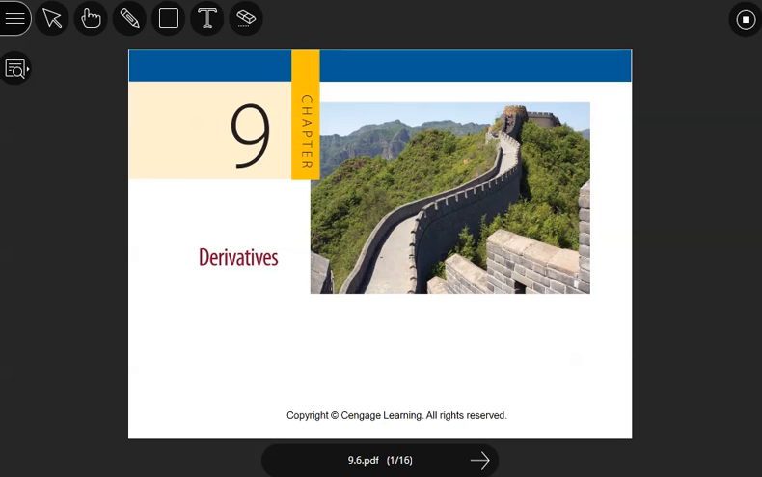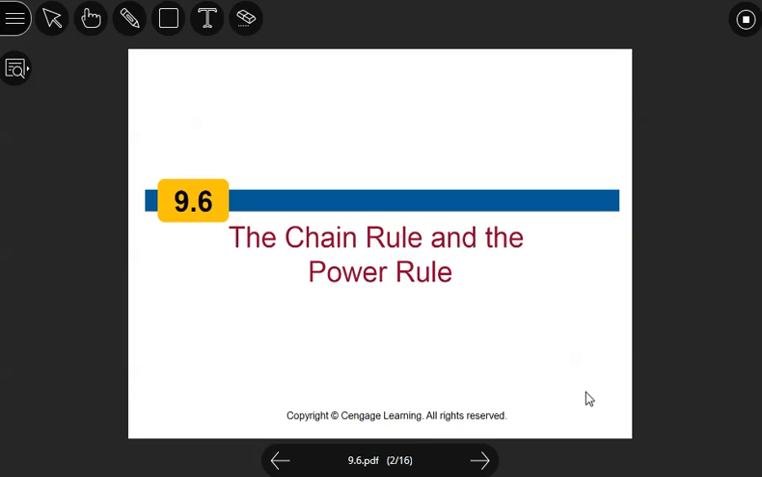So hi, today I am going to discuss section 9.6. Especially, it gives some idea to find the derivative of a composition of functions. So basically today we are going to discuss the chain rule and the power rule. Actually, the idea of the power rule is a concept coming from the chain rule. So to find the derivative of a composition of functions, definitely you need to learn about the chain rule and also the power rule.